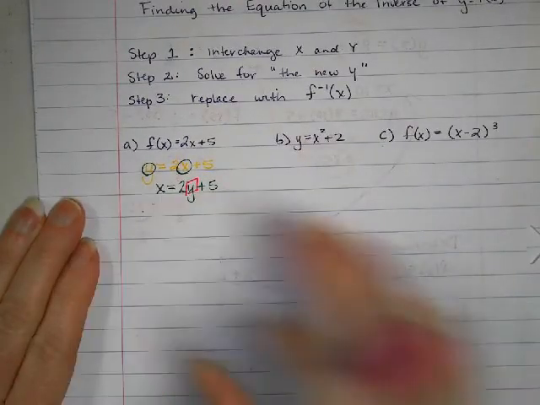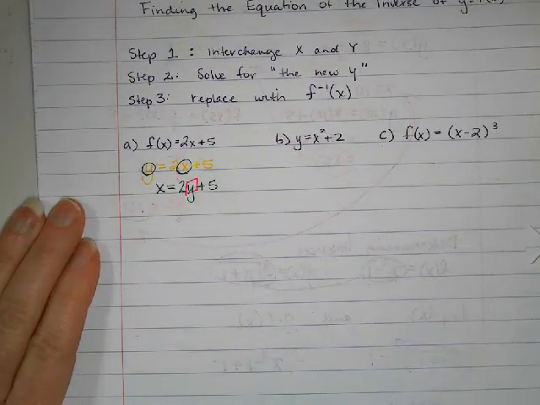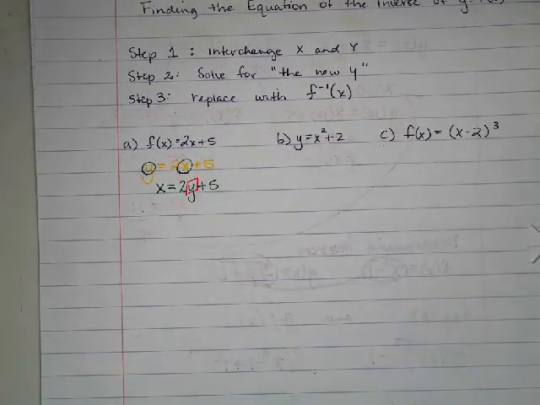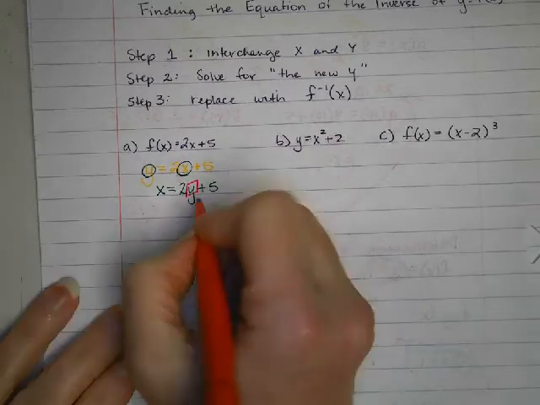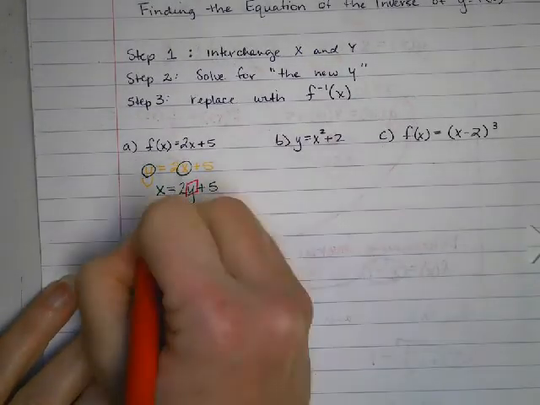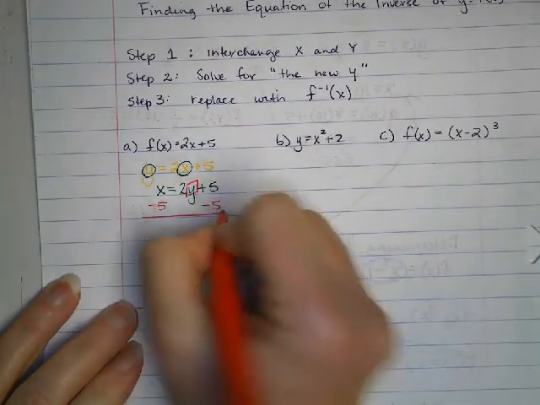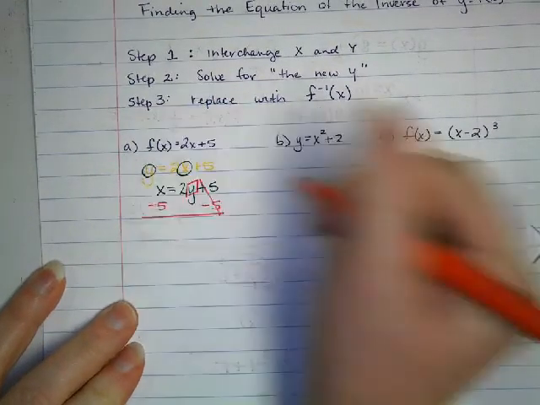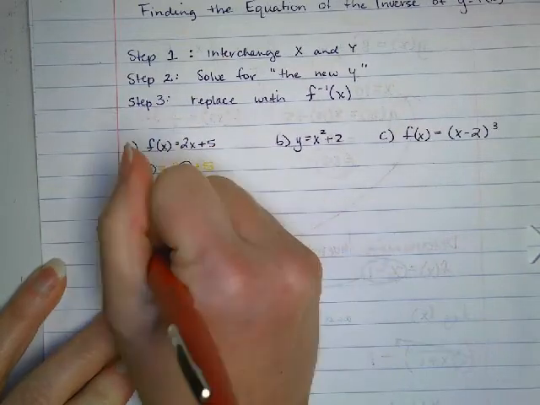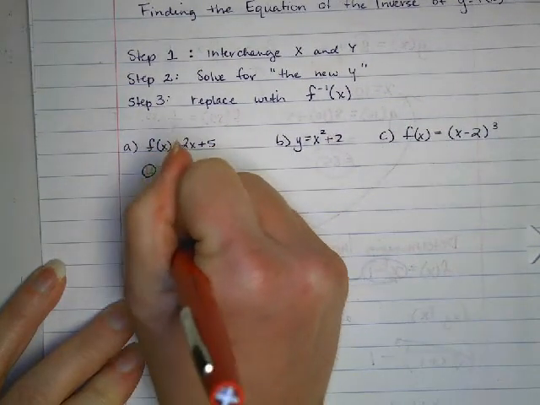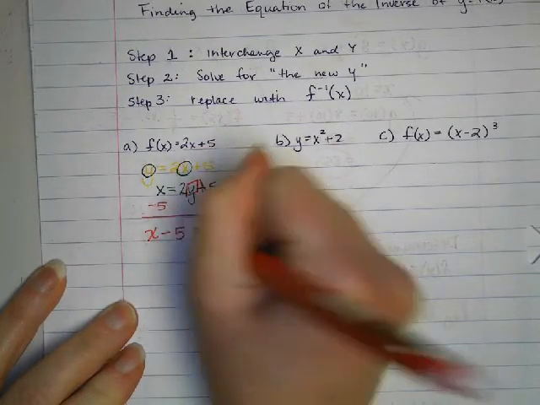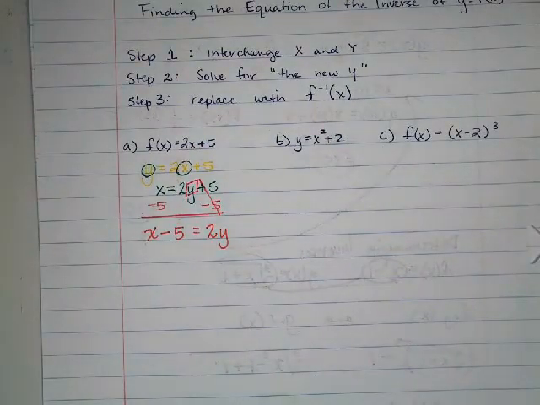So I need to get rid of everything that's with it. So I need to get rid of plus 5. In order to get rid of plus 5, I subtract 5 from both sides. On the right-hand side, it does exactly what I need to happen. Plus 5 minus 5 cancels out. On the left-hand side, I can't do anything but just write that down as x minus 5 equals 2y. Now I need to get that y by itself.